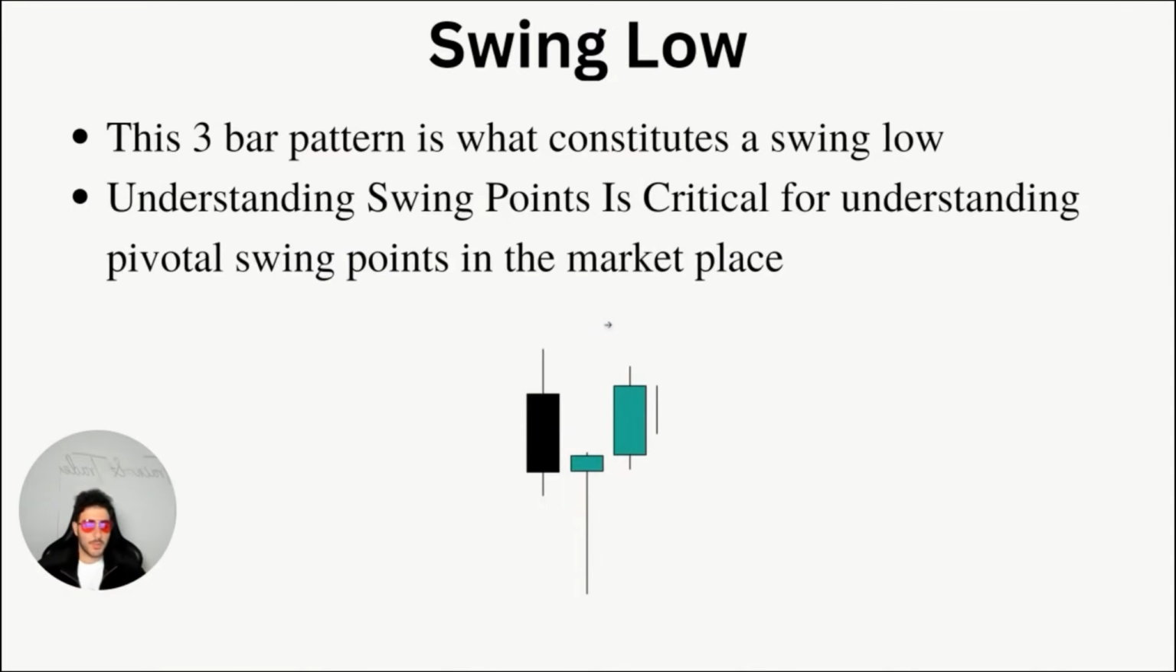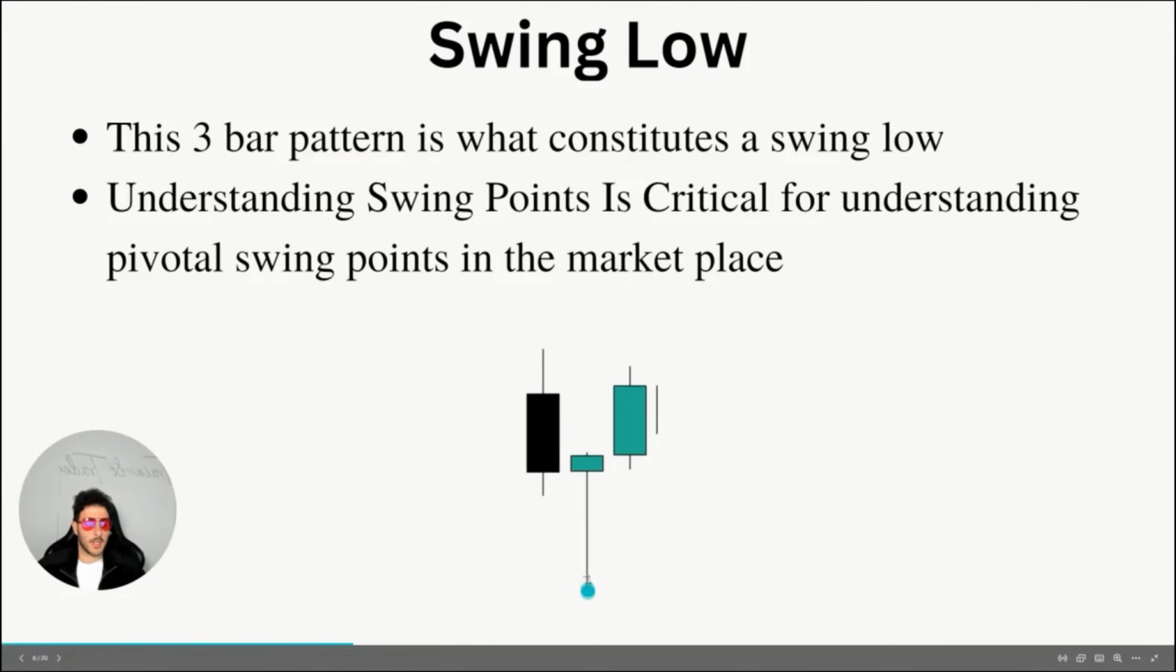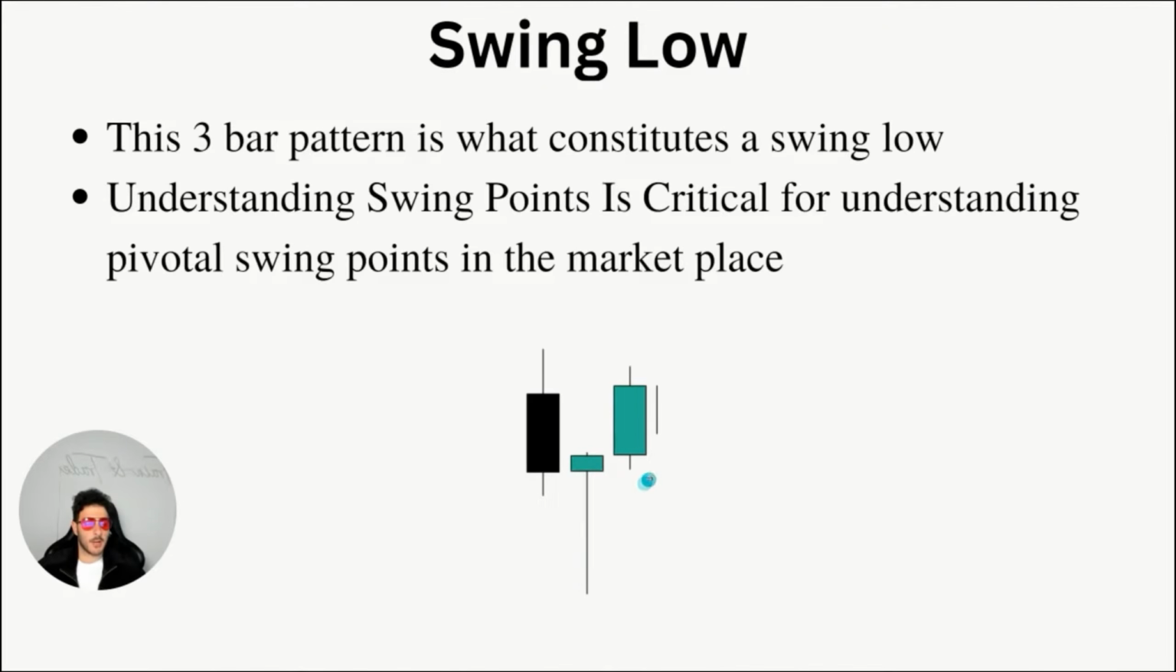Now, the swing low is the same thing, but in the inverse. And again, we should have a candle right here. Then this middle candle is going to make a lower low. And then ultimately the candle to the right of it is going to make a higher low. And this is going to constitute a swing low.